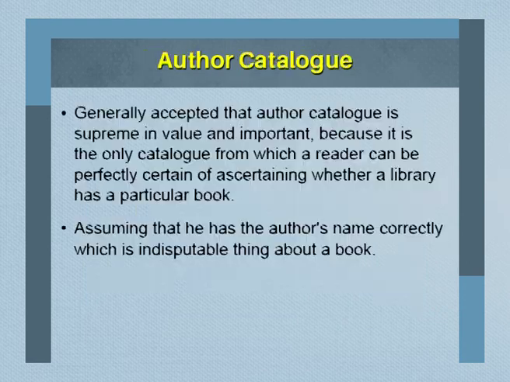and demerits. The first one is the author catalog. As the name indicates, it is generally accepted that the author catalog is supreme in value and important because it is the only catalog from which a reader can be perfectly certain of ascertaining whether a library has a particular book or not, assuming that he or she has the author's name correctly, which is the indisputable thing about a book.